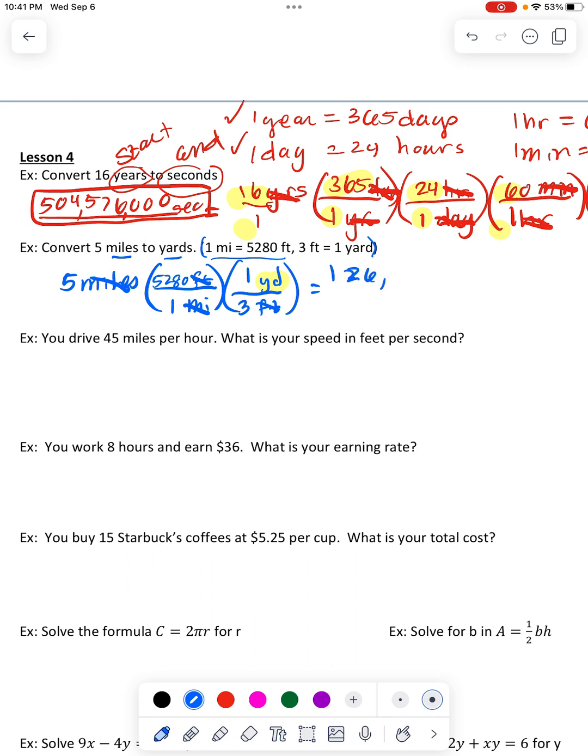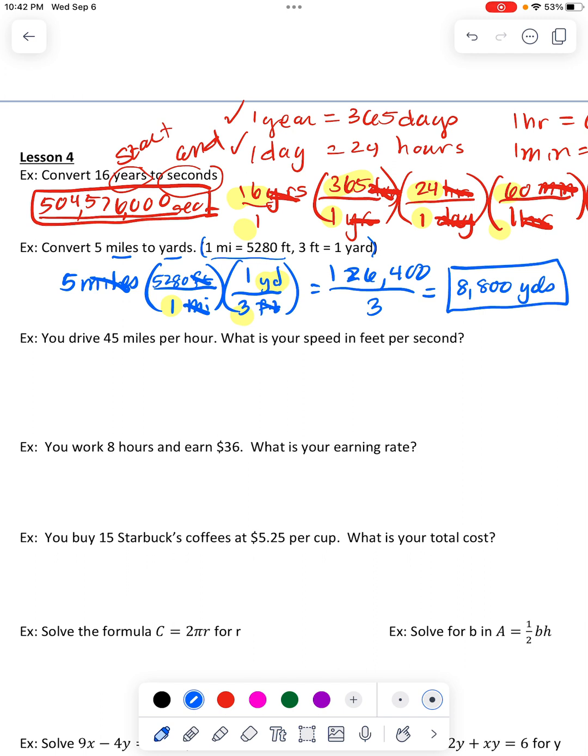I got 126,400. And on the bottom, I do not just have all ones. I have 1 times 3, so I get a 3. But I'm going to divide that, and it actually comes out pretty neatly. I get 8,800. Keep in mind that I'm trying to figure out how many yards there are in 5 miles, so I will label it as yards.